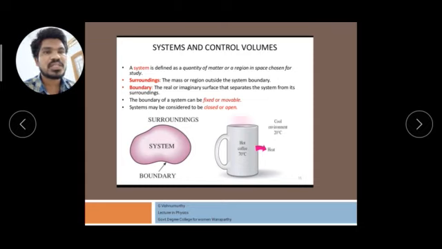A system may be considered to be closed or open. Sometimes the system is closed. Example: the n-butane is filled in a cylinder of 14 kg. The entire gas is called the system. It is closed within the cylinder, and the cylinder is known as the boundary, and the outside is called the surroundings. So the system may be considered to be closed or open.